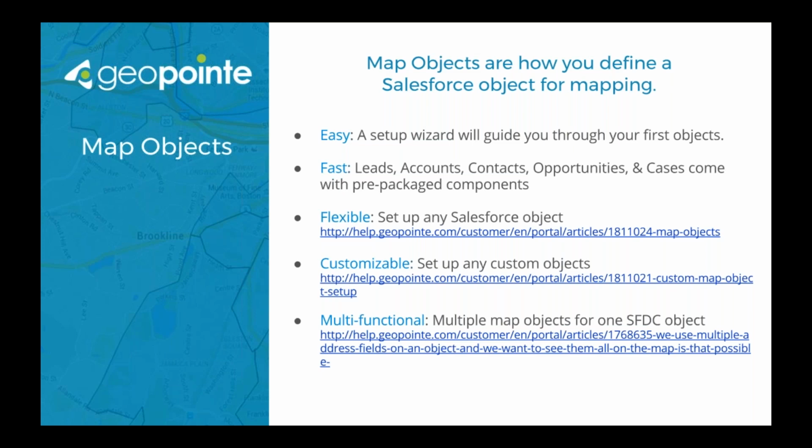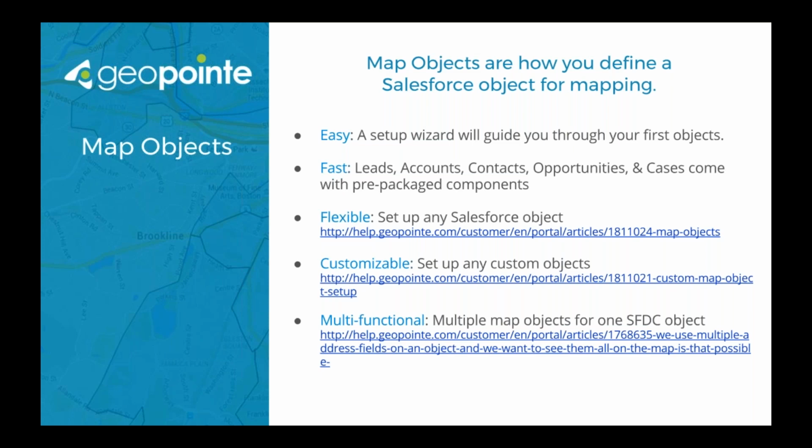After that part, we have some of the standard Salesforce objects pre-populated for you so that you don't have to spend a lot of time working on those, especially if you're going to stick with standard defaults for those. But beyond that, it can be really flexible, very customizable. We can map just about any Salesforce object, and we can map any custom object as long as it has access to address or coordinates information.